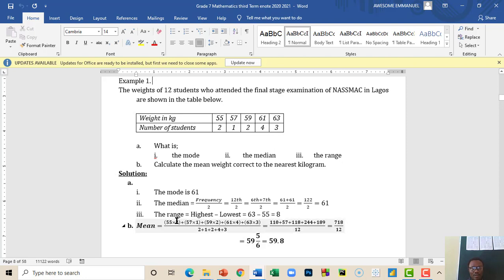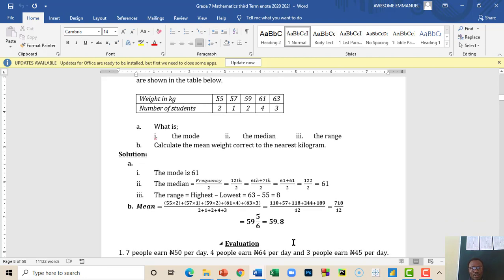So multiplying each entry out, 55 times 2 is 110. 57 times 1 is 57. 59 times 2 is 118. Then 61 times 4 is 244. Then 63 times 3 is 189. All divided by 12, because I have 12 observations. So the summation of this numerator gives 718 divided by 12. So how many times are we going to see 12 in 718? Well, it goes 59 times, remainder 5/6. But in decimal it is 59.8. So this is how to get the mean, the median, the mode, the range from a group data.